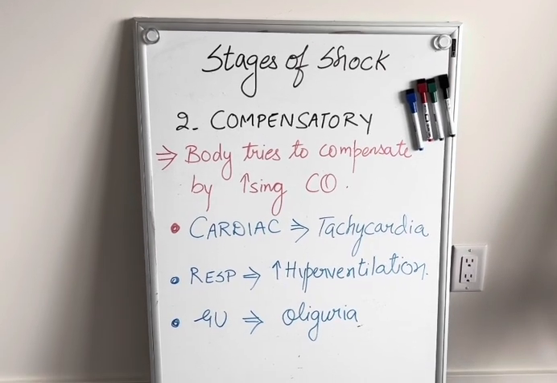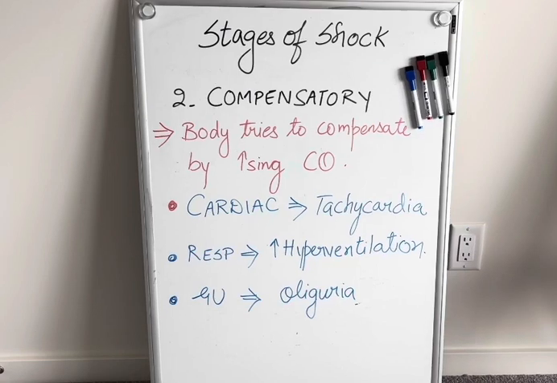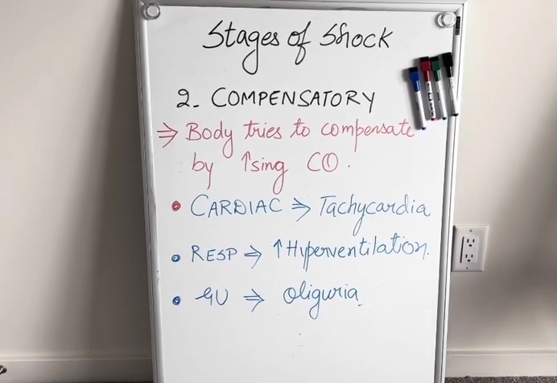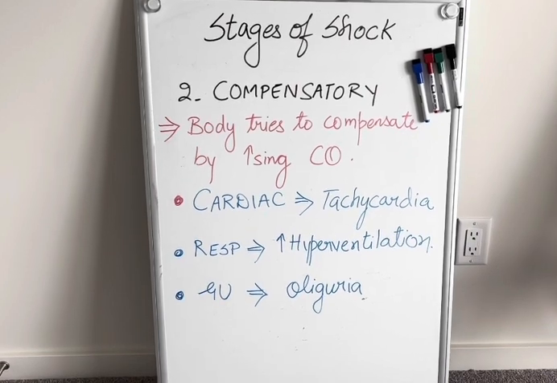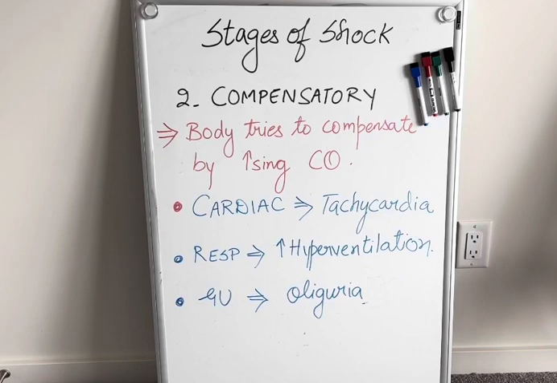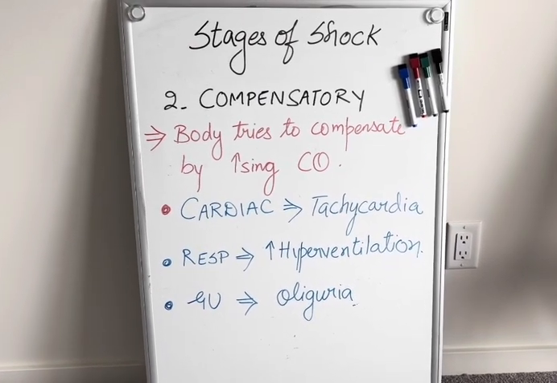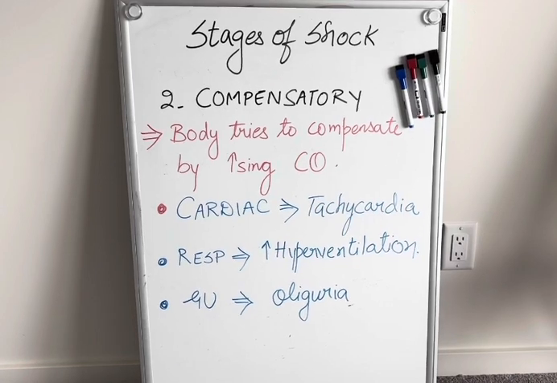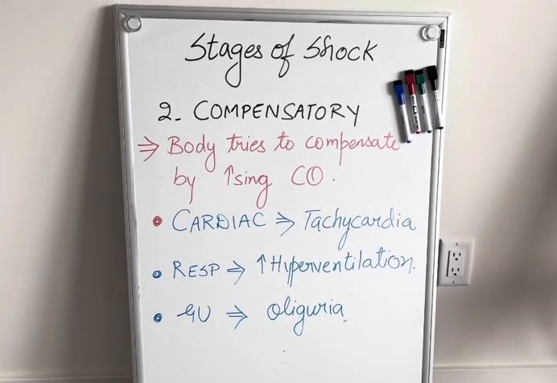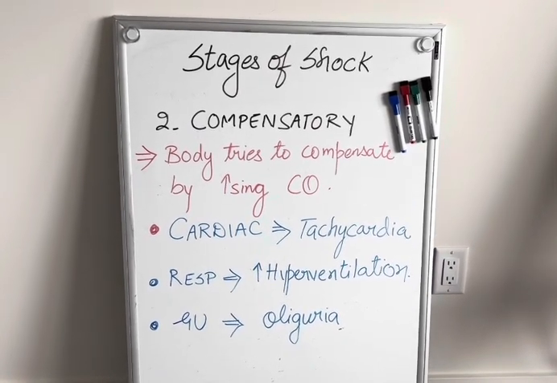And now the second stage of shock is the compensatory stage. As the name itself suggests, in this stage, the body tries to compensate for the lack of oxygen by increasing the cardiac output. And here, the heart starts pumping real quick, resulting in tachycardia, as a result of which the respiration also increases and the patient goes into hyperventilation and we see tachypnea. And in the GU system, we see oliguria.